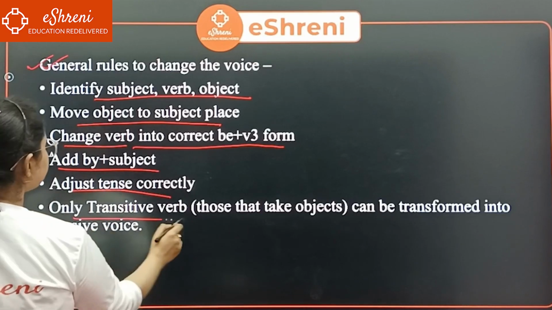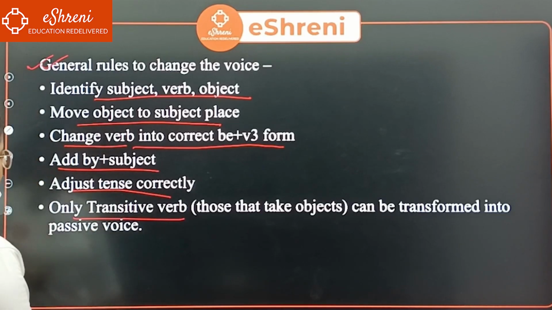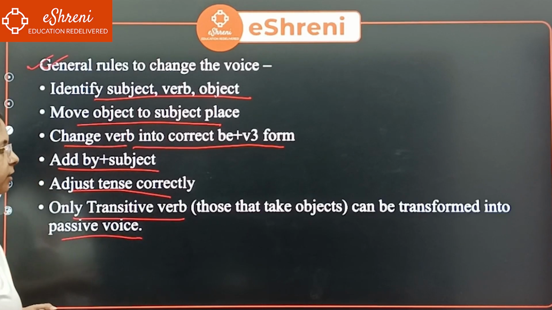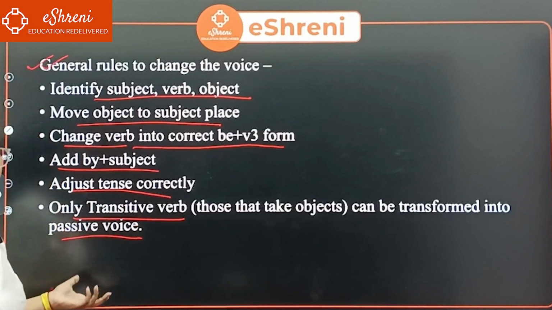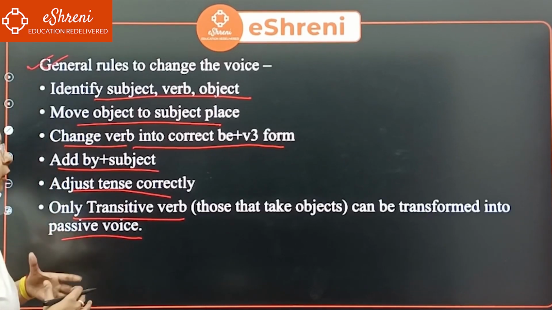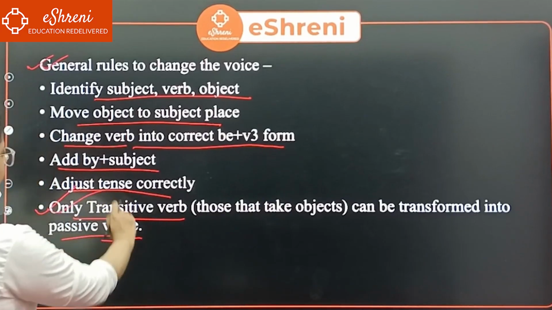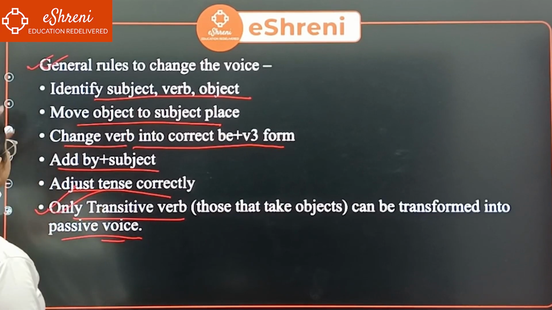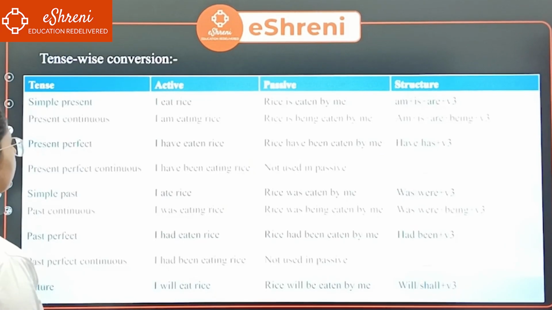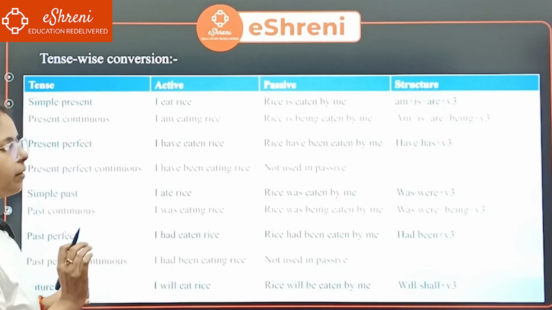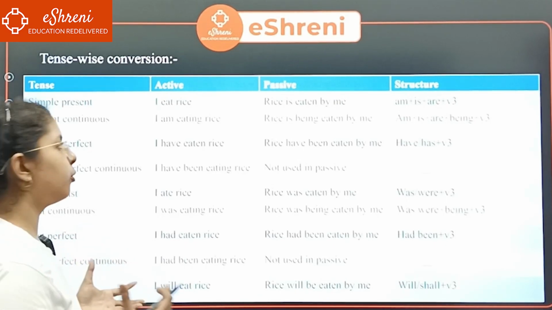Only transitive verbs, those that take an object, can be transformed into passive voice. So when a sentence has a transitive verb, meaning a verb and an object, we can transform it into passive voice. That is very important. Next, tense-wise conversion. How do we change it tense by tense?